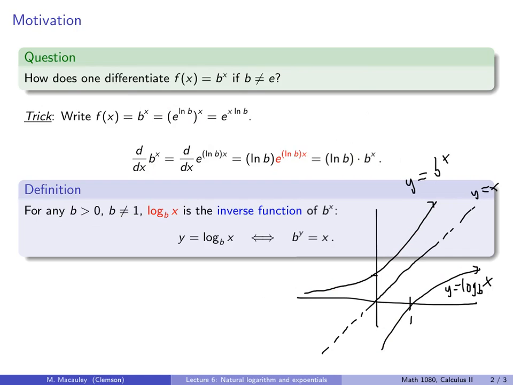Okay, so to summarize, we define the natural log of x. We use that to define e to the x. We use that to define b to the x for some other base b, and now we go backwards and say we use that to define log base b of x. These are inverse functions of each other.